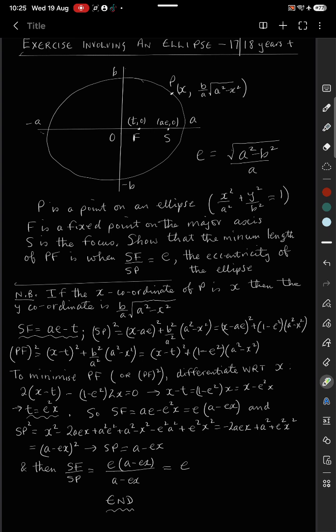And then SF over SP will be e bracket (a minus ex) all over (a minus ex), which just cancels down to e. And that does it.